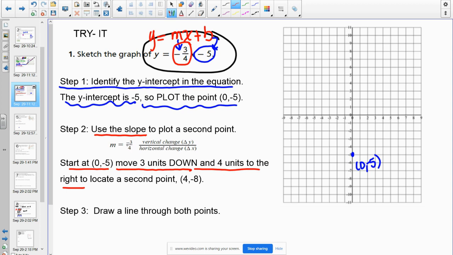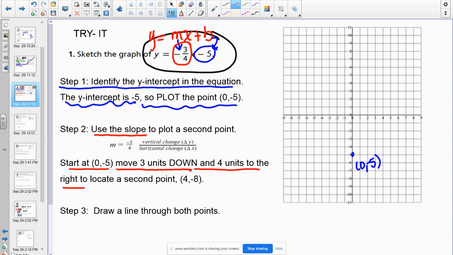Notice this is always going to be positive, because if the vertical change is negative and the horizontal change is negative, we know that a negative over a negative would be a positive. So that denominator, or that horizontal change, will never be negative.